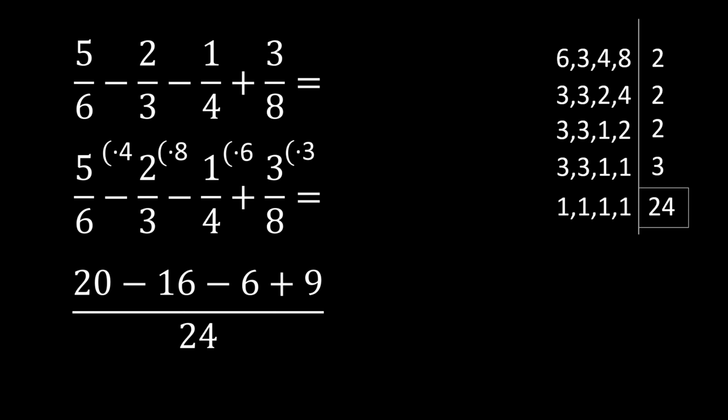Now we perform the full operation. 20 minus 16 is 4. 4 minus 6 is -2. -2 plus 9 gives us 7. So the final result is 7 over 24.